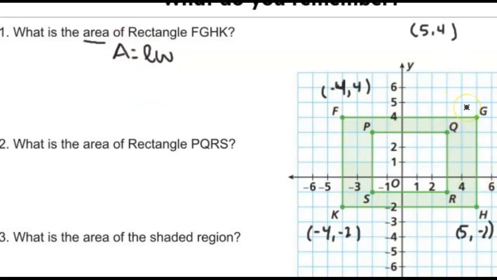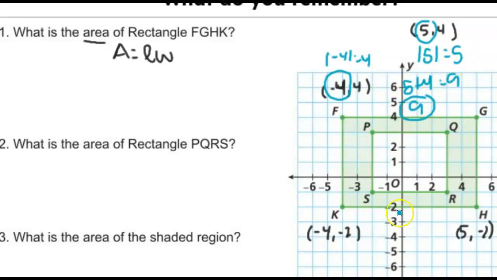We're in different quadrants, so we're going to get to add. I'm going to find from F to G. And I notice that my first numbers are different. So the absolute value of -4 is 4. The absolute value of 5 is 5. 5 plus 4 equals 9. So if this side's 9, this side is 9.